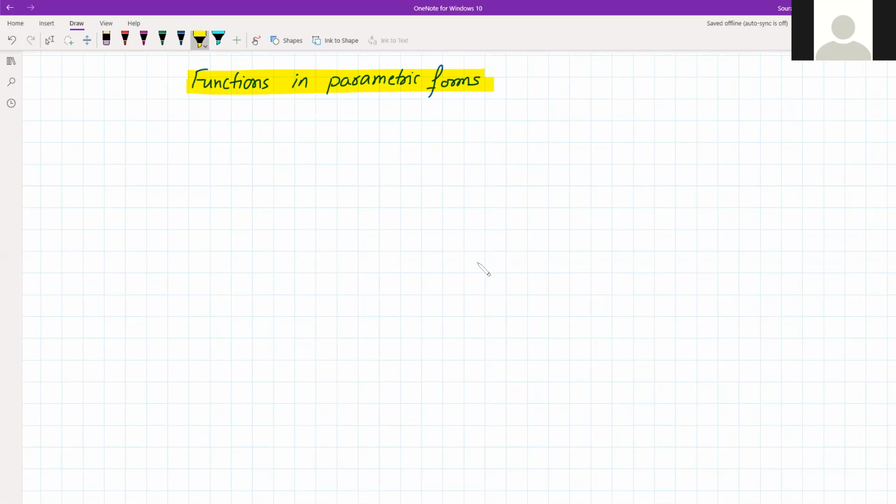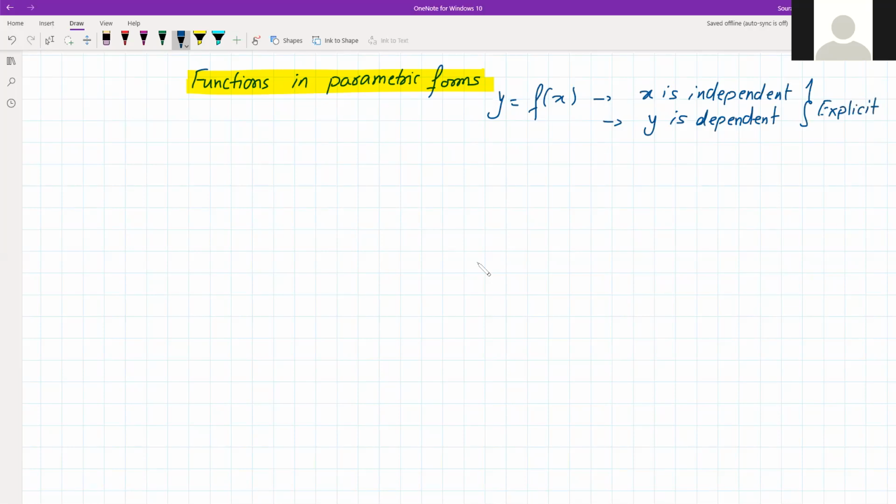One is dependent, another is independent. And if it is dependent and independent, I can write it in this form, that is, y equals f of x. In this case, x is independent because it doesn't depend on y, but y depends on x. So we say that y is dependent. Such functions are also called explicit functions. There is an explicit relation between y and x.